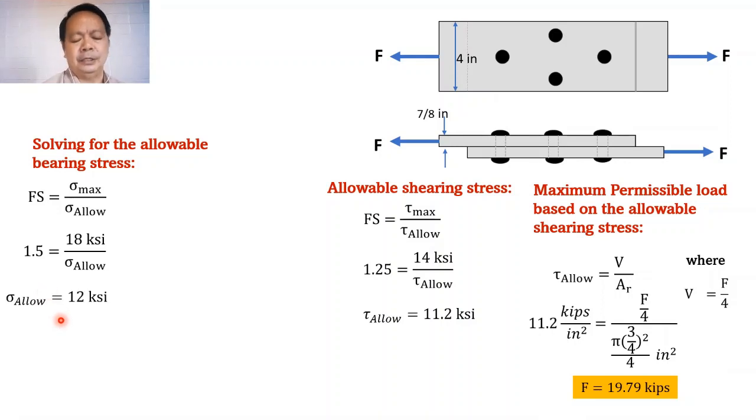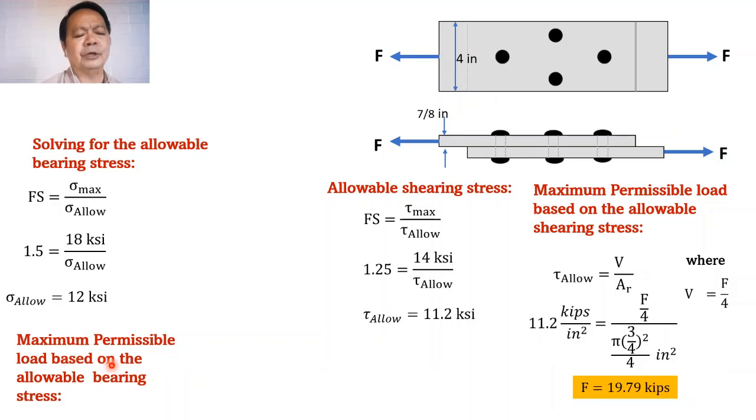Now, considering that, we will be solving for the maximum permissible load based on this allowable bearing stress. The stress is equal to P over the A sub R, which we have just shown a while ago. This value of P will be the shear bearing load acting on each of the bearing area, the area with which the plate is in contact with the rivet. And this value of P, assuming that the load is evenly distributed among the 4 rivets, therefore here P will be equal to F over 4.